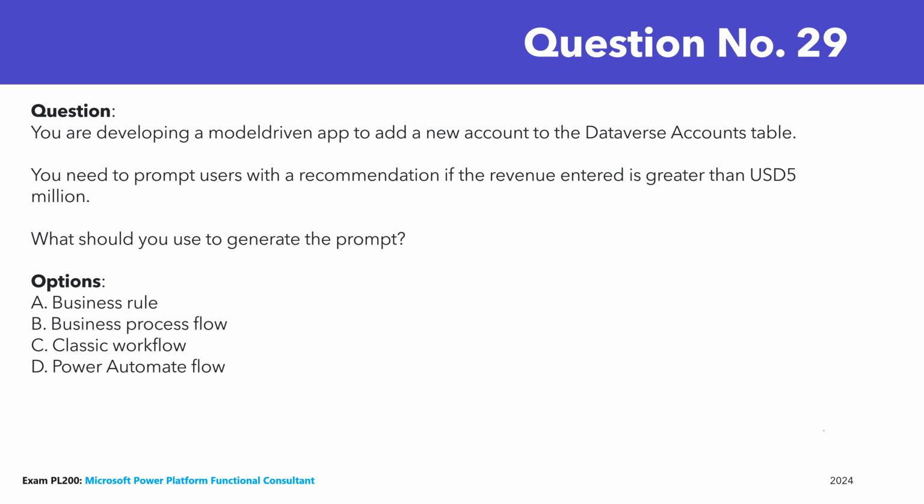Question. You are developing a model-driven app to add a new account to the Dataverse accounts table. You need to prompt users with a recommendation if the revenue entered is greater than USD 5 million. What should you use to generate the prompt? Options. A. Business rule. B. Business process flow. C. Classic workflow. D. Power Automate flow.